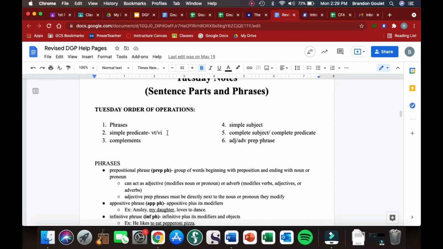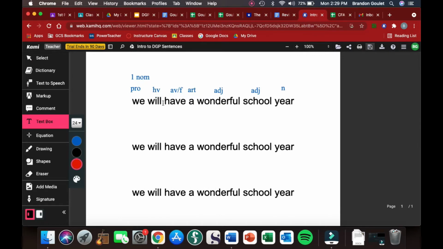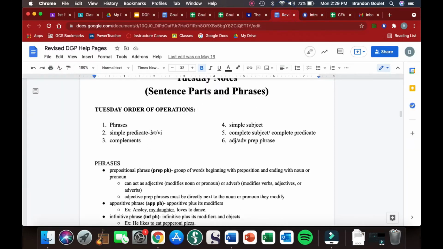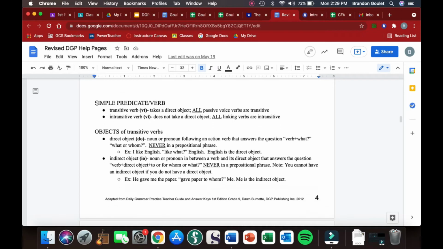Step two is simple predicate. We look at those verbs that we had on Monday. The main verb here was the action verb have. We're not worried about labeling the helping verb because it just goes along with the action verb. So we're going to look at have, and we're going to determine is have VT for transitive verb or VI for intransitive verb. If we scroll down under simple predicate, we can see a transitive verb takes a direct object. An intransitive verb does not take a direct object.